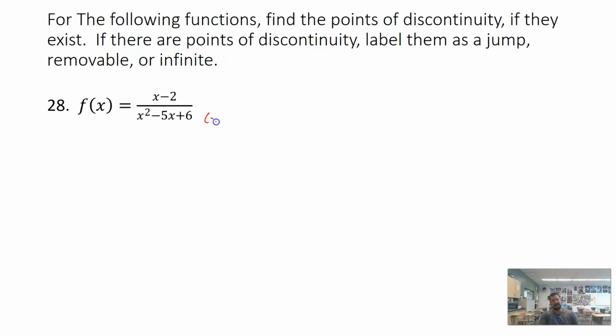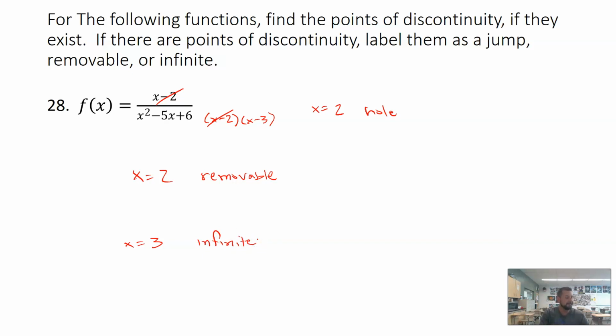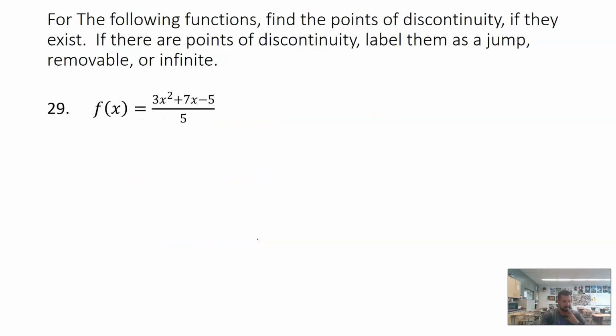On this one, again, I factor the bottom. I get x minus 2 times x minus 3. So I know that at x equals 2 and at x equals 3, I have myself a discontinuity. In this case, because x minus 2 is on the top and the bottom, at x equals 2, there is a hole in the graph, which means that is a removable discontinuity. For x equals 3, because that's still on the bottom and didn't cancel with anything, that is an infinite discontinuity. And that's totally fine that we have more than one type on any type of function that we are looking at. Nothing wrong with that.